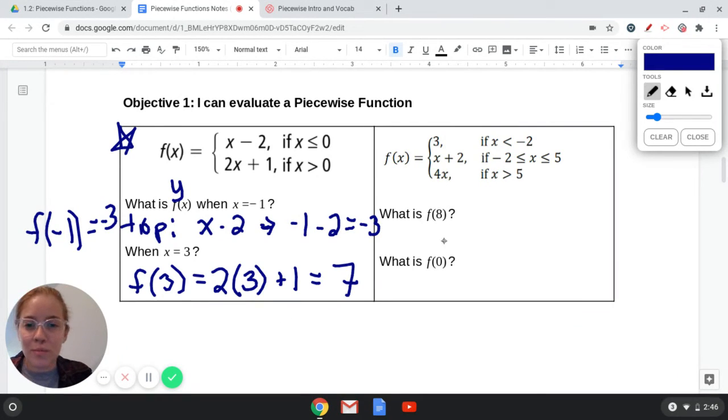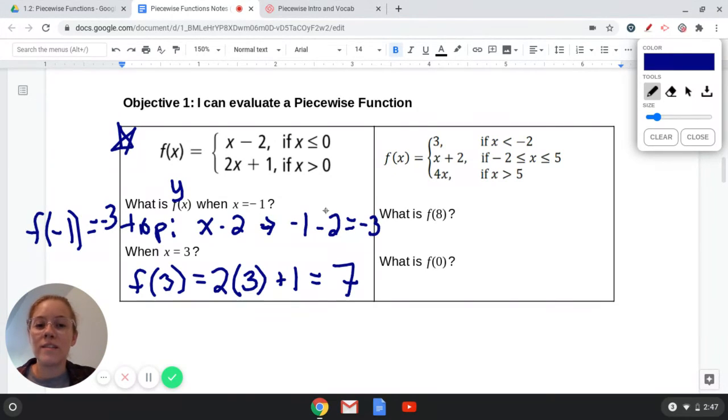Now let's do a couple more examples. What is f of 8? First, we've got to figure out what our domains are doing. These portions of this piecewise function right here are called domains. So our function equals 3 if x is less than negative 2. Our function is x plus 2 if x is between negative 2 and 5. And our function is 4x if x is larger than 5.